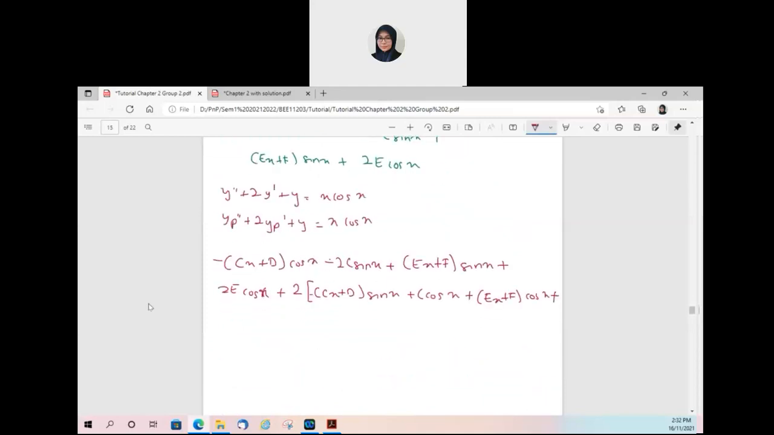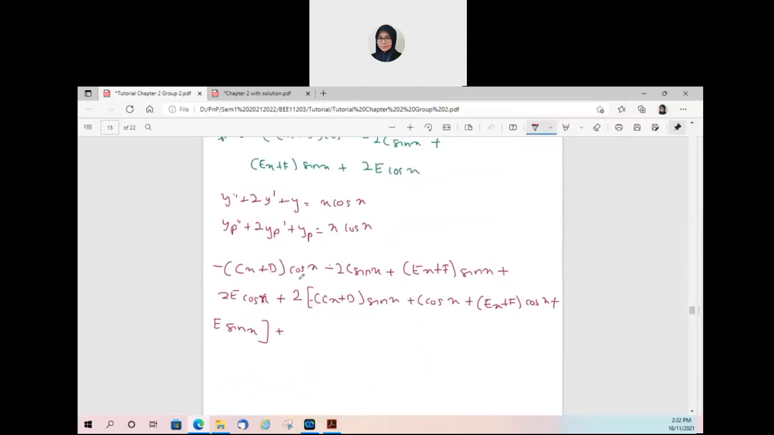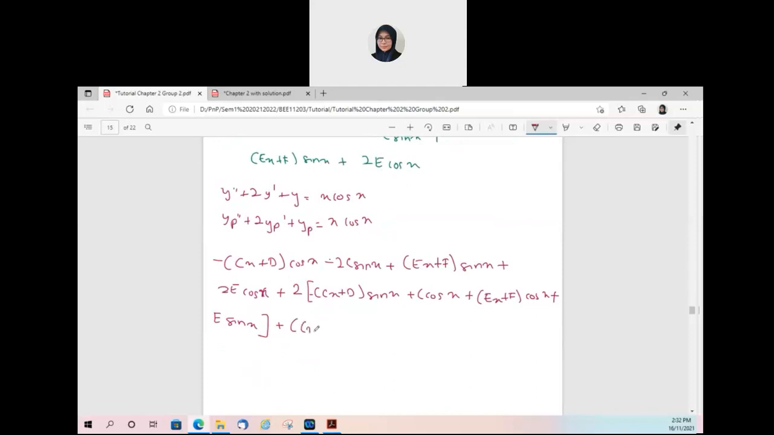Tutup kurungan, plus with yp. So yp is this one, cx plus d cos x, plus ex plus f sin x equals to x cos x. Okay, equals to this one. Oh, saya laju sangat. Okay, sorry.